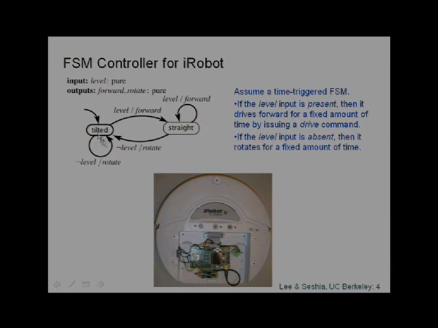Okay, and so the output, whenever you enter the straight mode, is always going to be forward, which is the iRobot driving forward. And when you enter the tilted mode, the output is rotate, which means whenever you're not level, you stay in the tilted mode and you rotate until the iRobot becomes level. Okay. So that's what this model is doing.